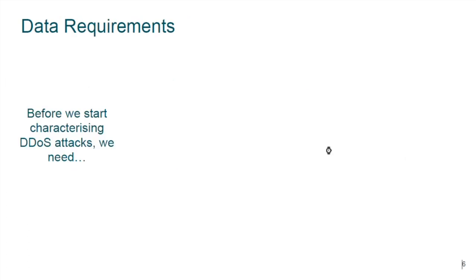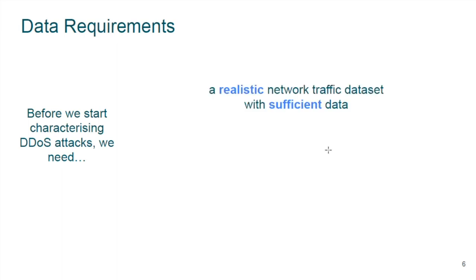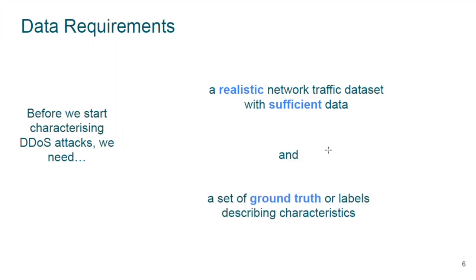To accomplish this study, we need data sets. Before characterizing any DDoS event, we need a realistic network traffic data set having sufficient data, not like one day or one week. We need a lot more, and we need a lot of packets or flows. And this has to be realistic. And also, we need a set of ground truth or labels describing the characteristics, so that this is not only the attacks, but perhaps different attacks, and there is benign traffic together. So we need labels to identify which is which and specify.